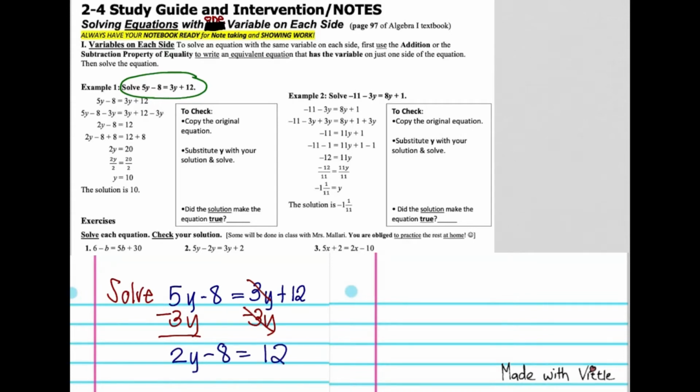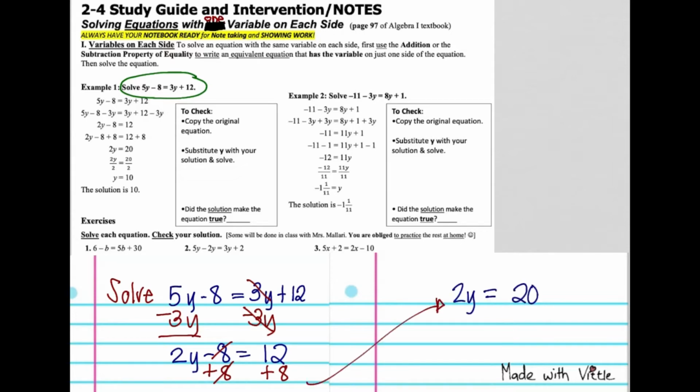Now the next term or monomial that you want to cancel is the constant minus 8. So do the opposite of minus 8, which will be plus 8 on both sides of the equation. Different signs subtract. On the other side, you have to add 12 plus 8 because they're the same signs.